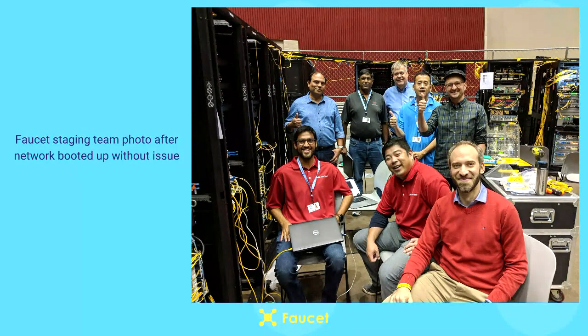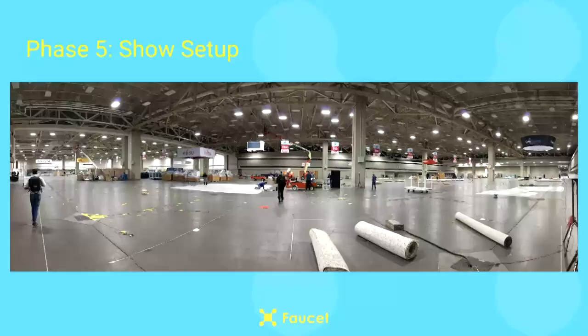And this is a photo of a portion of our team after we booted up our thing for the first time and had no issues. And you'll see in the background here, this is the network and all of the different cabinets. So we're pretty excited about that. And then this is kind of the show floor. This is half of the show floor. And so that staging network is sort of out in a different part of the building.